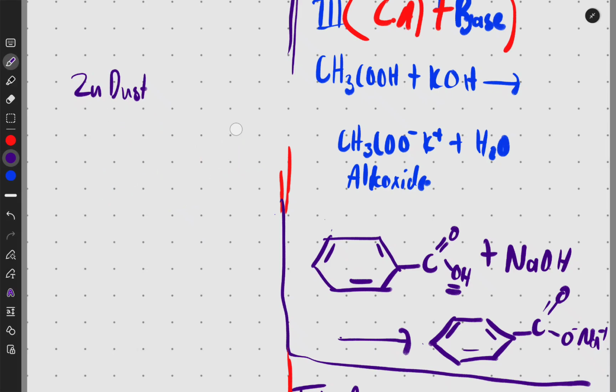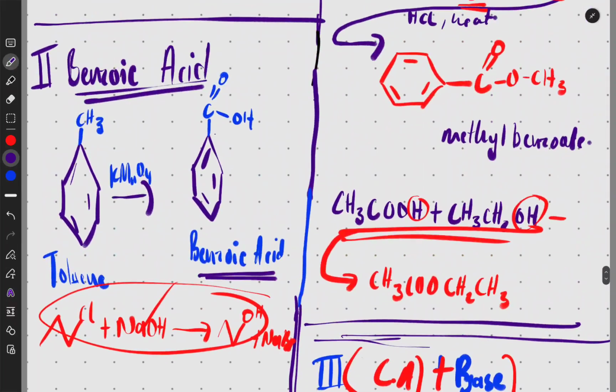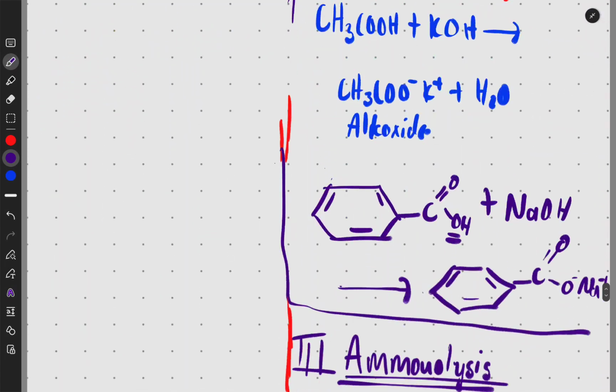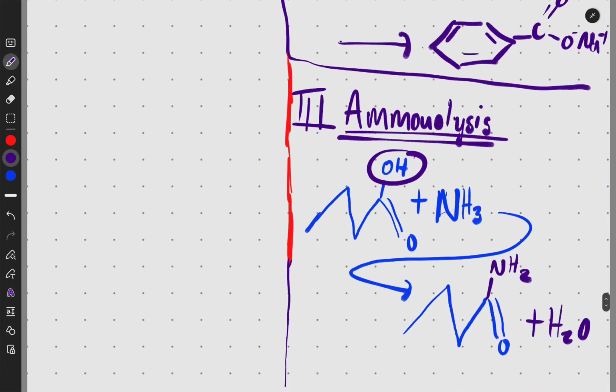Okay, so remember that this guy is a toluene. It's the one you oxidize with your KMnO4 to get your benzoic acid. Okay, how easy is that? And remember, ammonolysis, don't forget it.